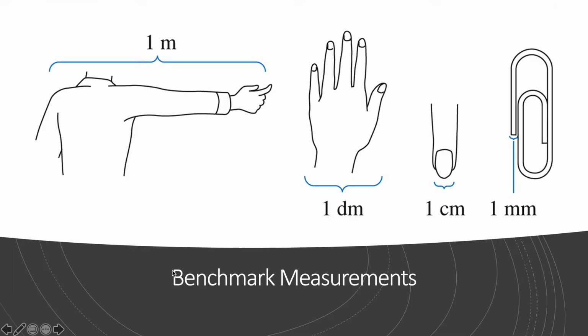So just some standard measurements to kind of estimate, because that's what we first want our students to do, is to be able to estimate. The length from your shoulder to your fingertip is about 1 meter. Of course, it's not going to be exactly 1 meter for everyone, but that's why it's called a benchmark measurement. The width of your hand is about 1 decimeter. The width of your finger is about 1 centimeter. And again, of course, people have wider fingers, but it's just a benchmark. And then the width of a paperclip is about 1 millimeter.